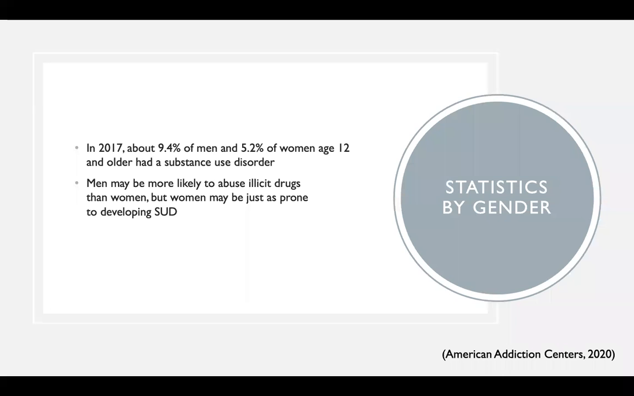Let's look at some more substance use statistics by gender. Men are more likely than women to use almost all types of illicit drugs. Illicit drugs are more likely to result in emergency department visits, overdose, and overdose deaths. However, women are just as likely as men to develop a substance use disorder.